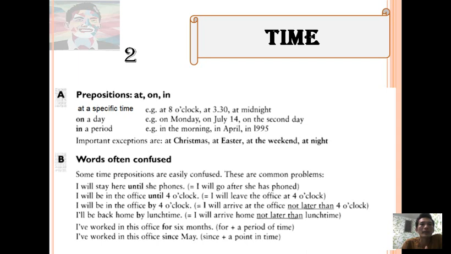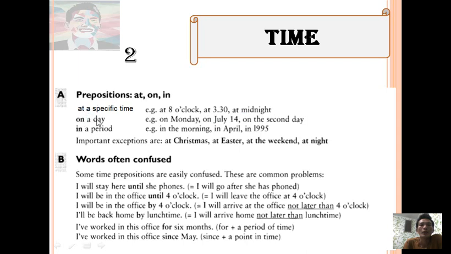Time. We discuss the time. When you are connecting the time, you need the prepositions at, on, and in, with different usage. When you want to use at, it is for the specific time. Example, at 8 o'clock, at 3:30, at midnight. It is for specific time.